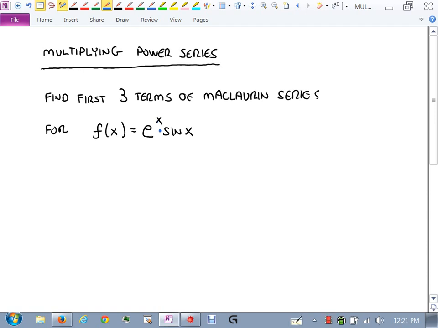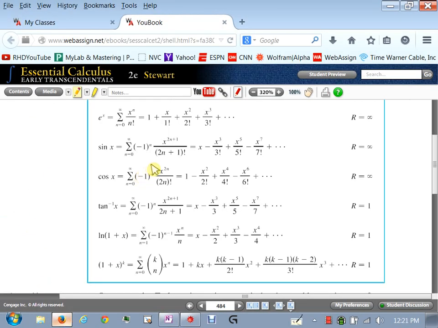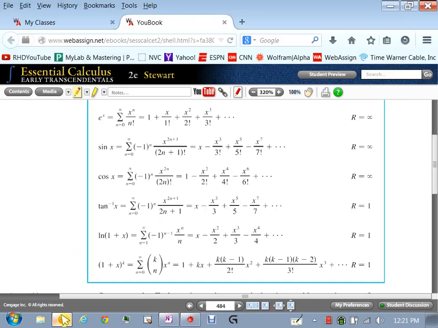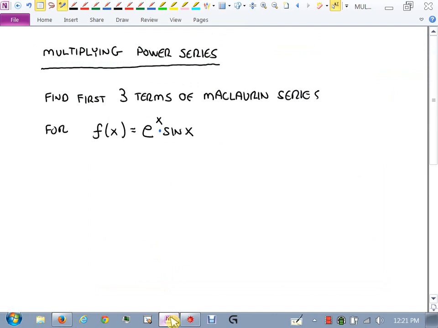Or you could go to this table, but the table has e to the x by itself and sine x by itself. And so what we're supposed to be doing is taking the e to the x and the sine x and multiplying. So that means let's take the series and multiply them together. Use the fact that we have the table, right, to figure out what e to the x and sine x is, and then multiply those two together. And the question just becomes, how do we do it?